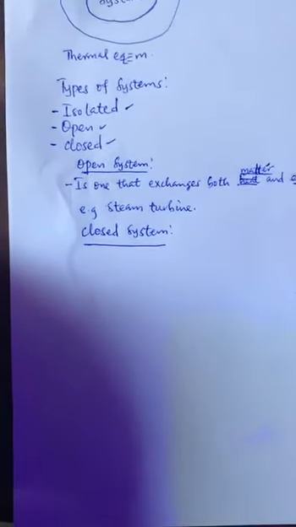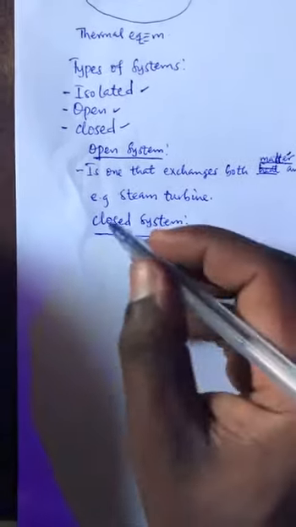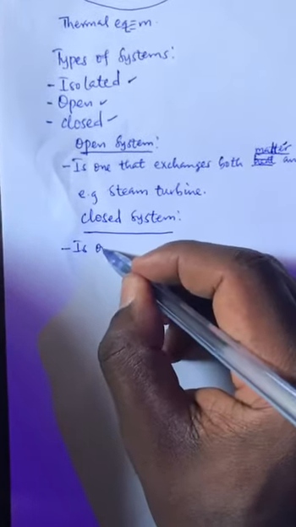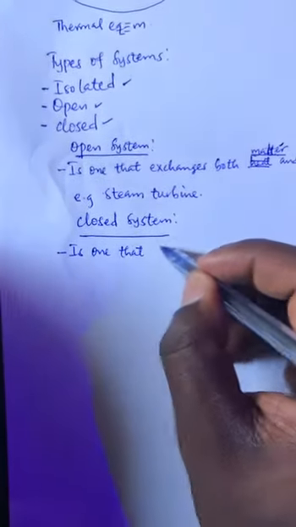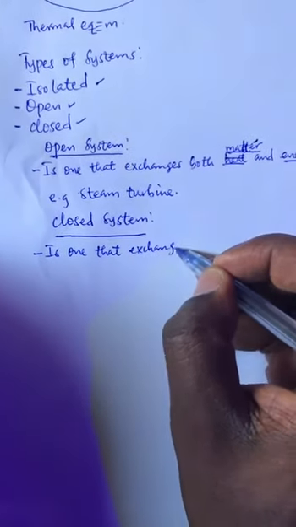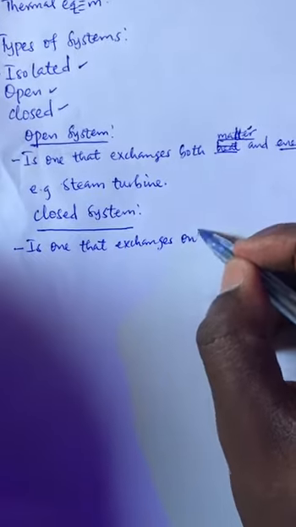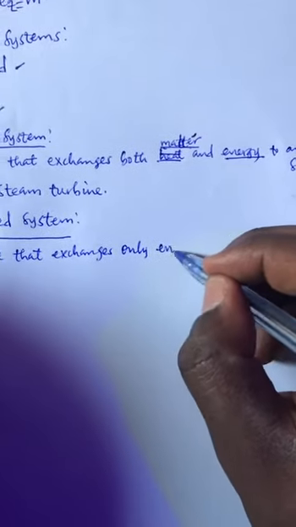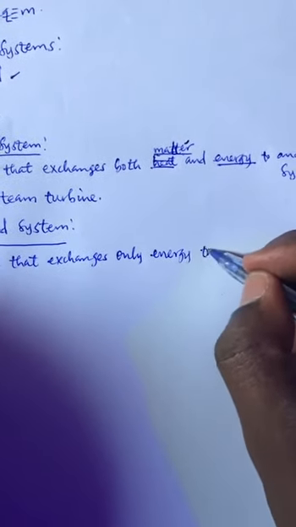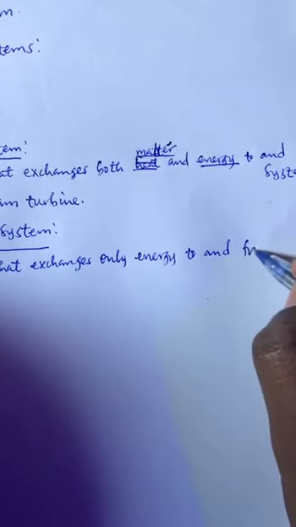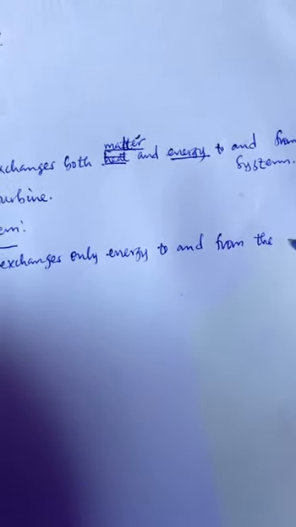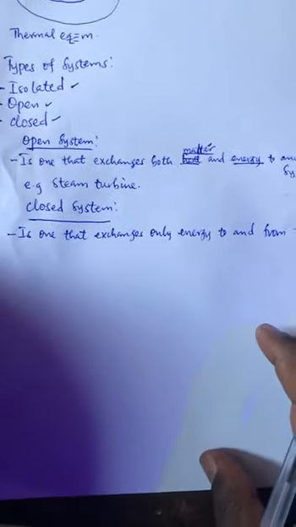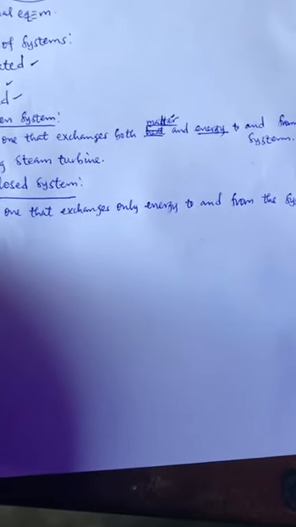Now a closed system is one that exchanges only energy to and from the system. So that is what we call a closed system. A closed system exchanges only energy. Matter is not exchanged. You get that?